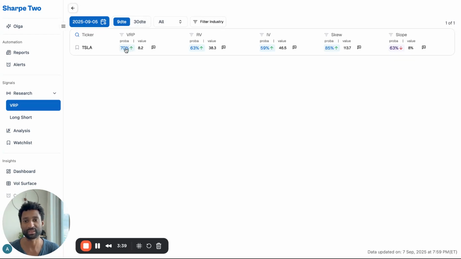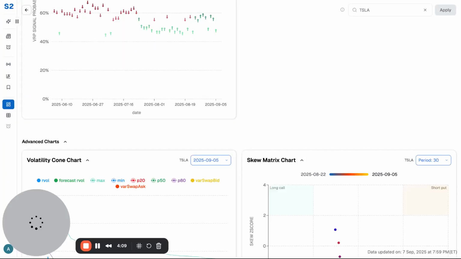One of the first things that's quite striking, right, is that we do think that ultimately implied is going to be lower than realized over the next 9 days. But for the next 30 days, it's not as clear cut, right? 50-50, it's a flip of a coin. You don't want to overread this too much. But it seems like something's happening in the short term. So at least let's try to go and see why there are these kinds of numbers at the moment.